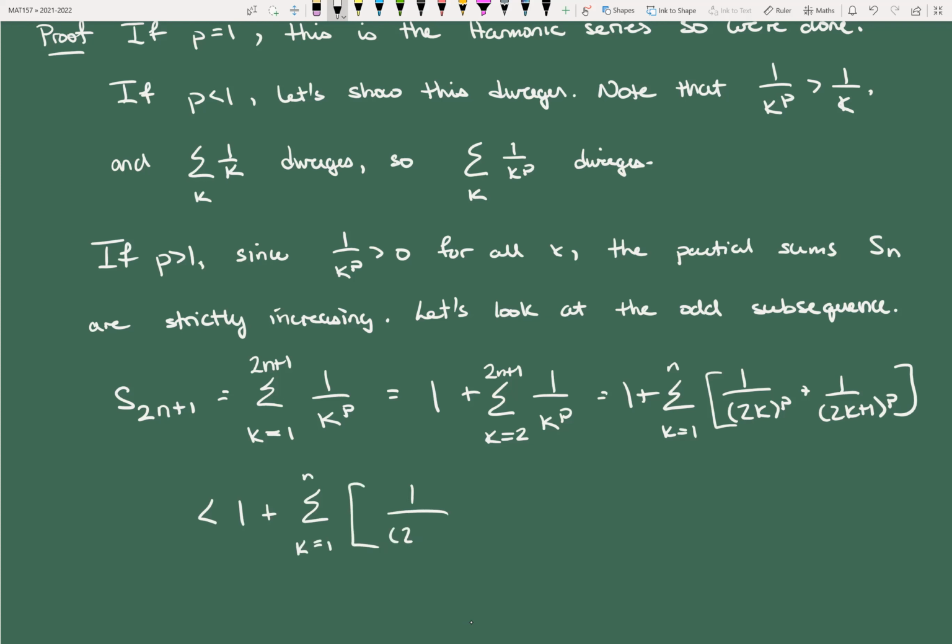I hate inequalities. I don't know if I've ever told any of you that. Okay, is that true? Yes, because 2k plus 1 is bigger than 2k, and p is bigger than 1.